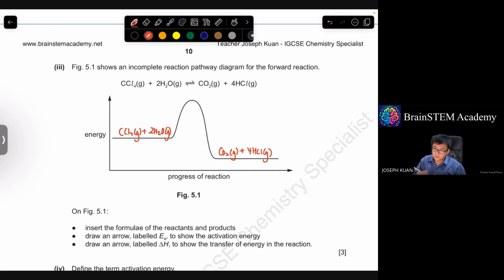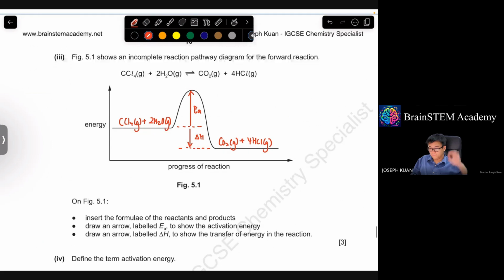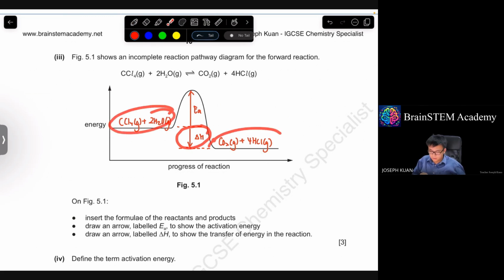Okay, next, activation energy. So it will be measured all the way from the reactants to the peak of the curve. Now, whereas for energy change, because it's an exothermic reaction, product has less energy than reactants. So this will be the delta H symbol. This will be the EA symbol. This is measured between reactants and products for delta H. For EA, it is measured all the way from the reactants to the peak of the graph.